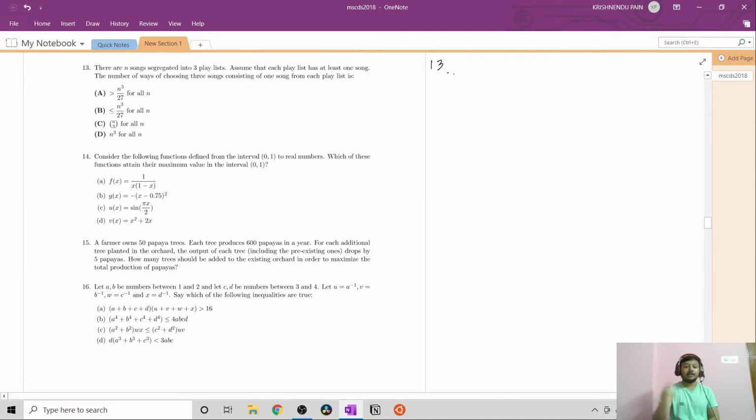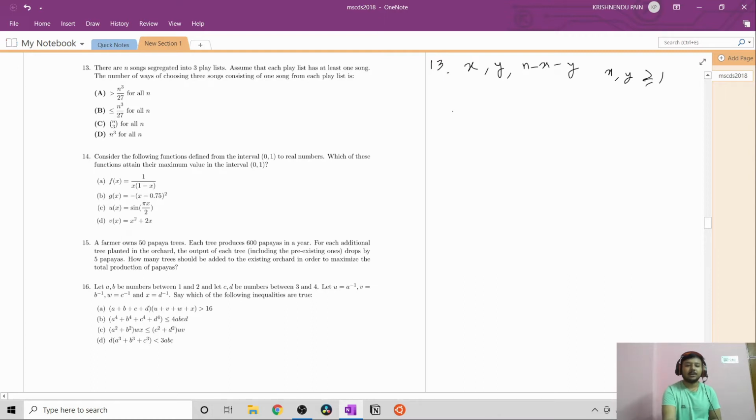Question number 13. There are n songs segregated into 3 playlists. Assume that each playlist has at least one song. The number of ways of choosing 3 songs consisting of one song from each playlist is. There are 3 playlists total. Suppose in the first playlist there are x songs, the second one there are y songs, and total number of songs are n. So the other is n minus x minus y. Right? It is given that each playlist has at least one song. So x, y are greater than or equal to 1.